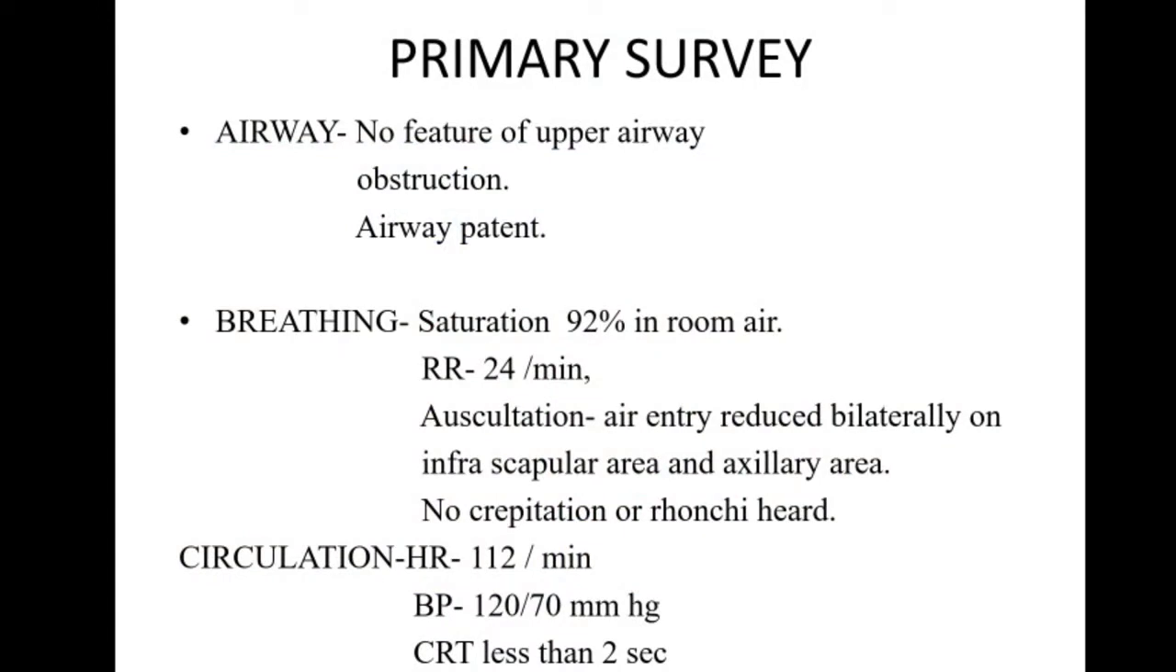On primary survey, airway: there are no features of upper airway obstruction like stridor, hoarseness of voice, or pooling of secretions. His airway was patent. Breathing: his pulse oximeter shows saturation of 92% in room air and respiratory rate was 24 breaths per minute. On auscultation, air entry reduced bilaterally in the infrascapular and axillary area, no crepitations or added sounds. On circulation, his heart rate was 112 per minute and BP was 120/70 millimeters of mercury, and CRT was less than 2 seconds.